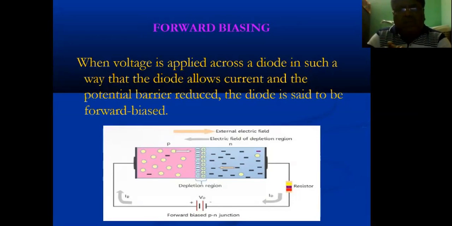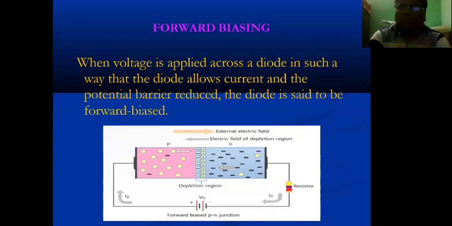So when voltage is applied across a diode in such a way that the diode allows current and the potential barrier is reduced, the diode is said to be forward biased. So when voltage is applied to the PN junction diode, automatically it allows the current. When current is passing through the diode, the potential barrier is reduced. That means the depletion layer width is reduced.